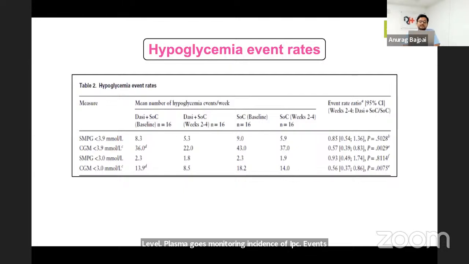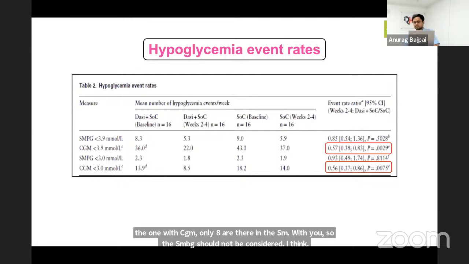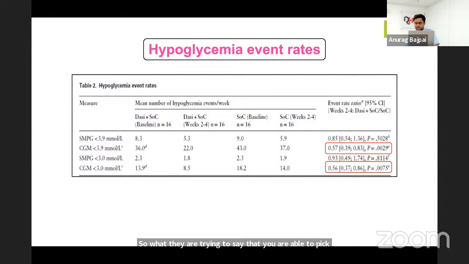But when we compare with the CGM data, we can see a statistically significant reduction of the mean number of hypoglycemic events per week, as well as in the severe hypoglycemic events. So what you are seeing is that if you're doing SMBG, you are not picking up 75% of hypoglycemic episodes. If there are 36 with CGM, only 8 are there with SMBG. So SMBG should not be considered, I think, now. Yes. So what they're trying to say is that you are able to pick up more, and when you pick up more, you will find more differences in that regard.